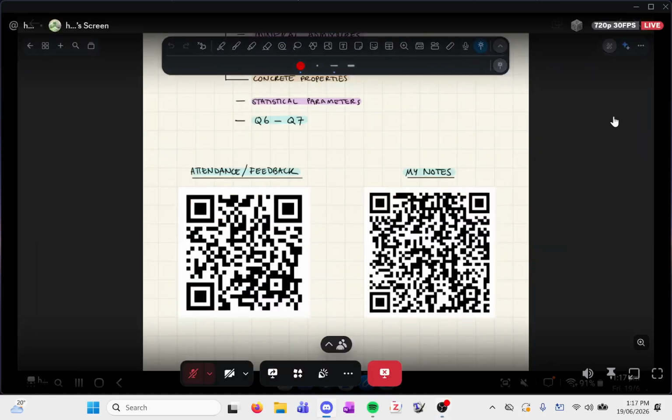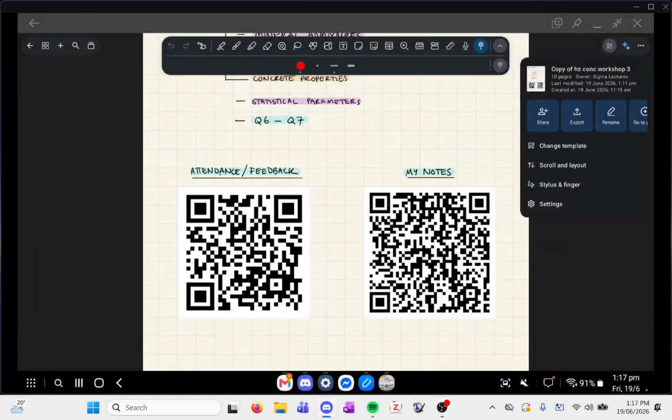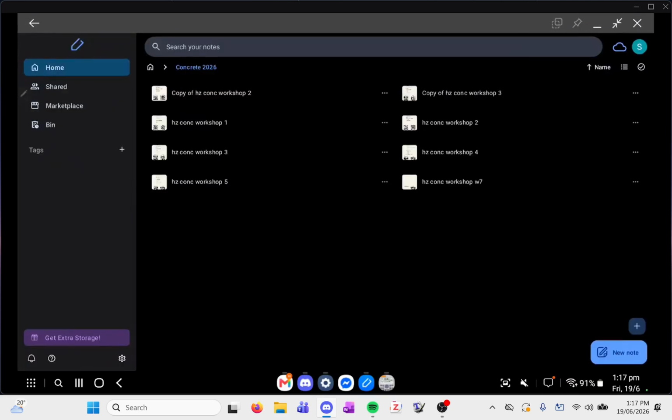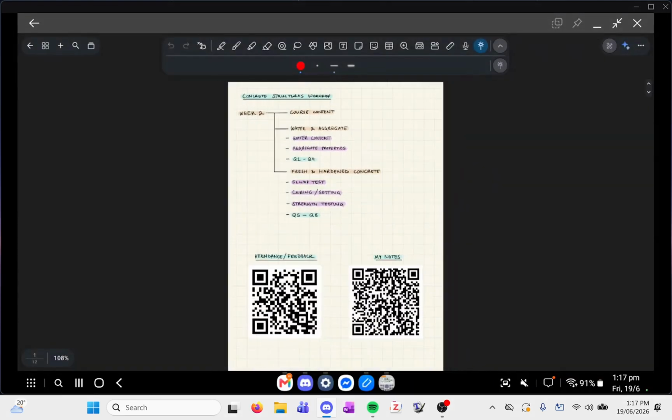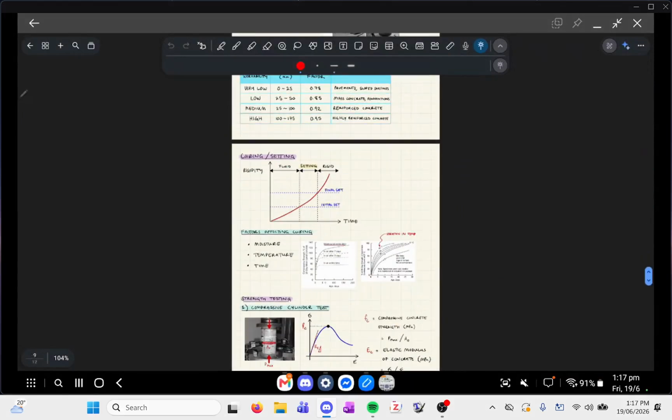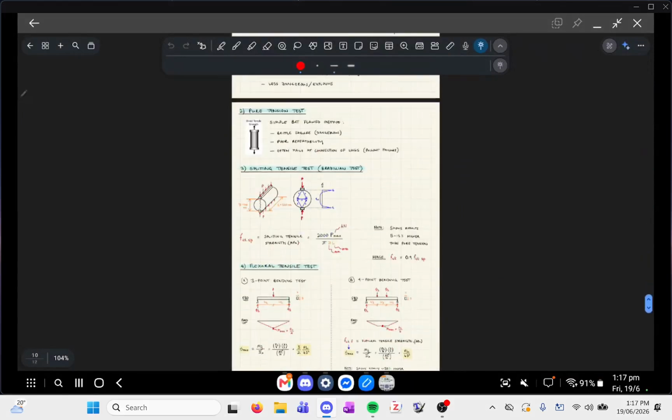So, today we're going to be talking about shrinkage and admixtures as well as concrete properties. But before we do that, I'm going to conclude what we were talking about last week with questions 5 to 8. There were a few questions we didn't get to finish last week.